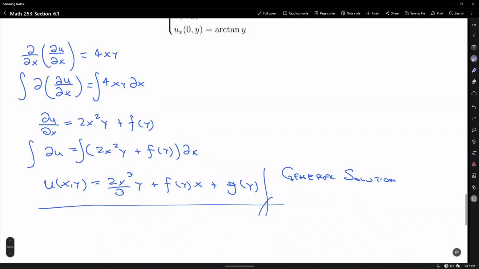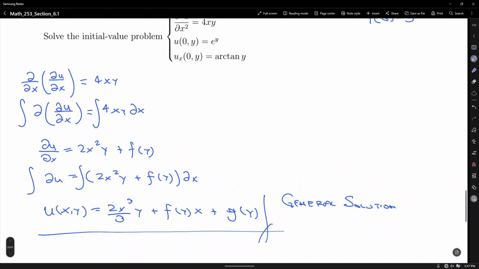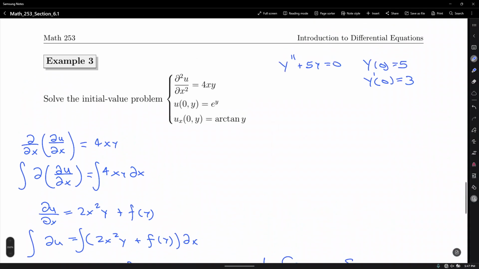Actually, all the problems we solved before were general solutions to the problem. We didn't find those constants. We will in this exercise right here. So how do we apply the given conditions to find f of y and g of y? Well, in just the same way you evaluated the solution at 0 and set it equal to 5 to find one of the constants, and then the derivative at 0 set it equal to 3.